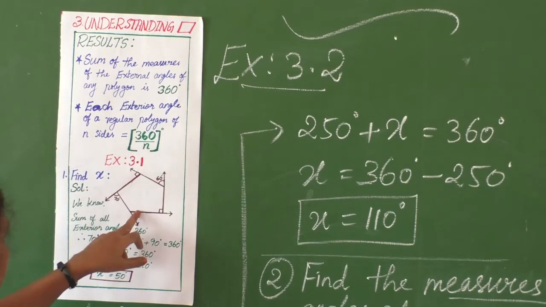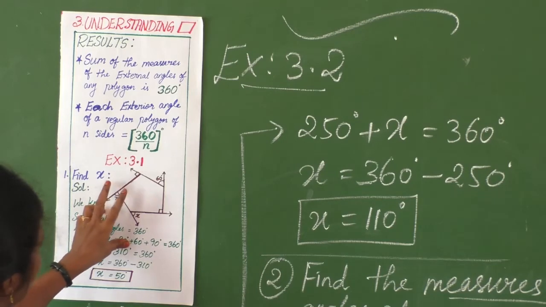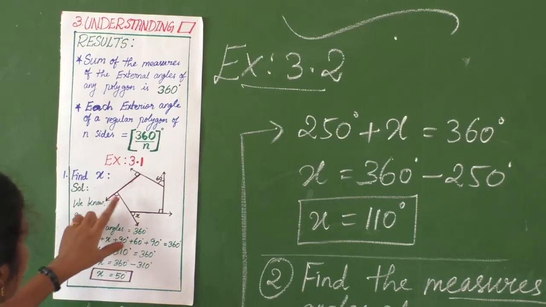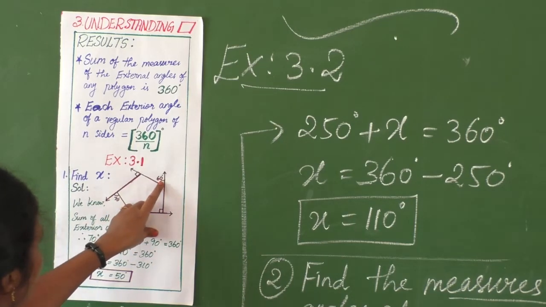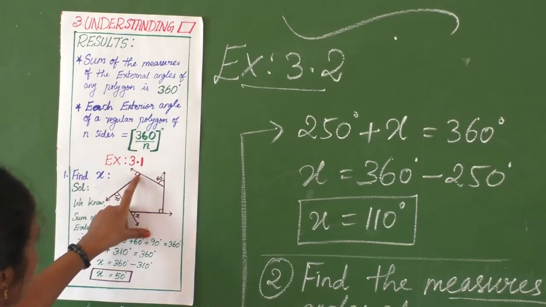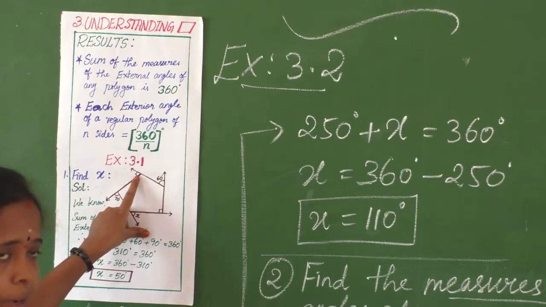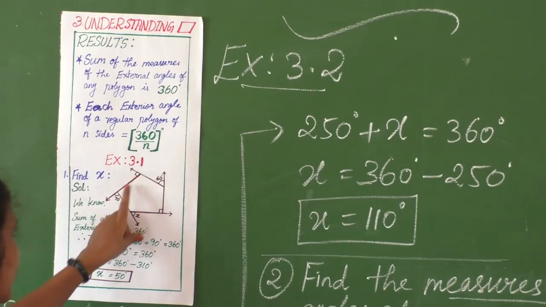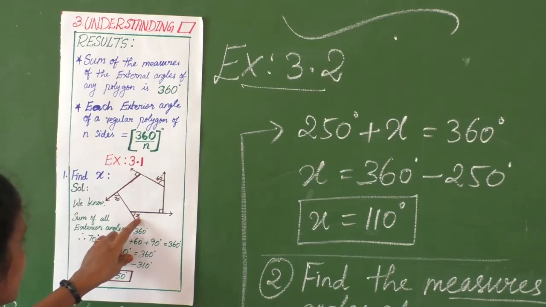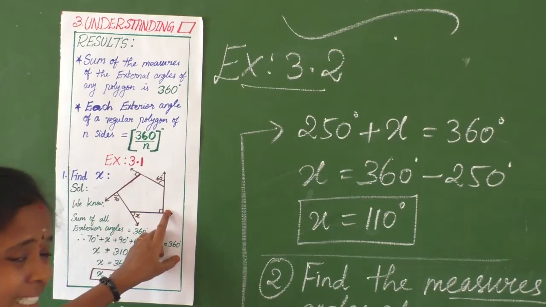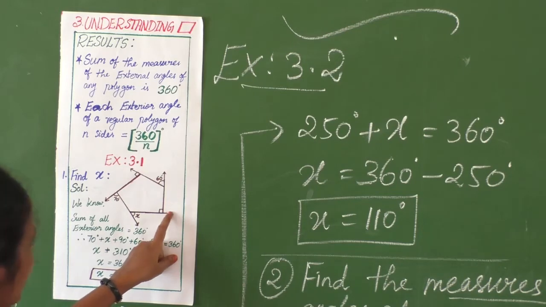Here a polygon-based figure is given. In this, here 60 degree. Here the symbol is already 90 degree. The perpendicular symbol, you know well, indicates 90 degree. Then 70 degree, and this is x. One more exterior angle is missing, and we have to find it out.